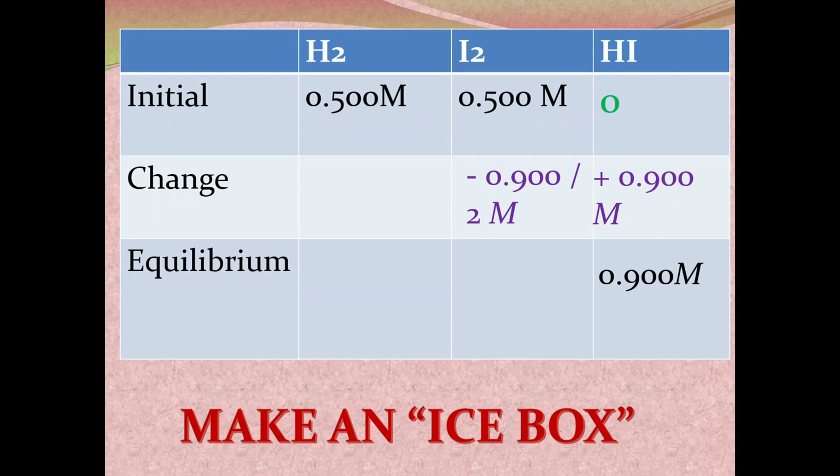So the change in I2 is -0.9, because it is a reactant, divided by 2, which is the stoichiometric coefficient of the HI. So I have to take the stoichiometric coefficient of HI, which is 2, and divide that into I2 because the amount of I2 that disappears is half the amount of HI I make.